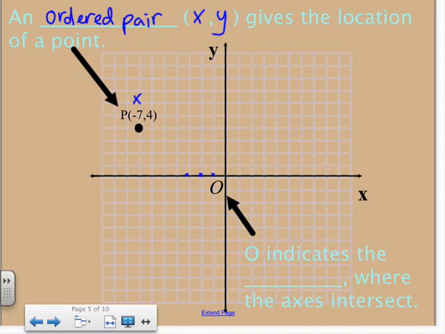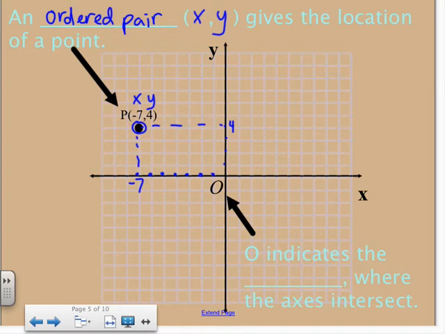1, 2, 3, 4, 5, 6, 7. So that's where -7 is. And then the y coordinate is 4. So that means they went up 1, 2, 3, 4. So this is 4. So (-7, 4), where those two meet, is where that point is.